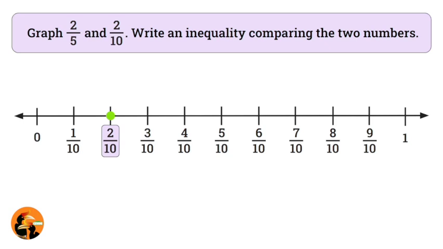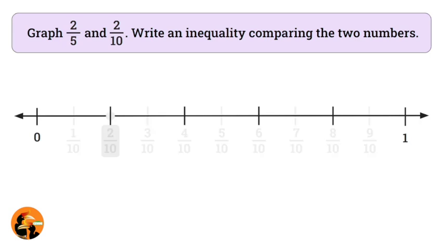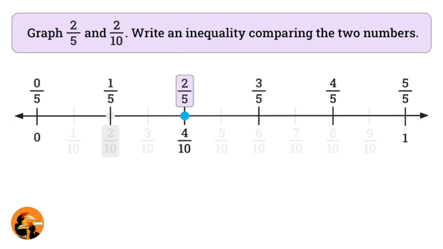To figure out where 2/5 goes, we'll need to ignore some of these marks and only focus on the ones that divide the number line into 5 equal parts. These marks are the ones that represent fifths. Starting at 0, we will label these values as 0/5, 1/5, 2/5, 3/5, 4/5, and then 5/5 is 1 whole. So here is the mark which represents 2/5. It's the same mark that represents 4/10.